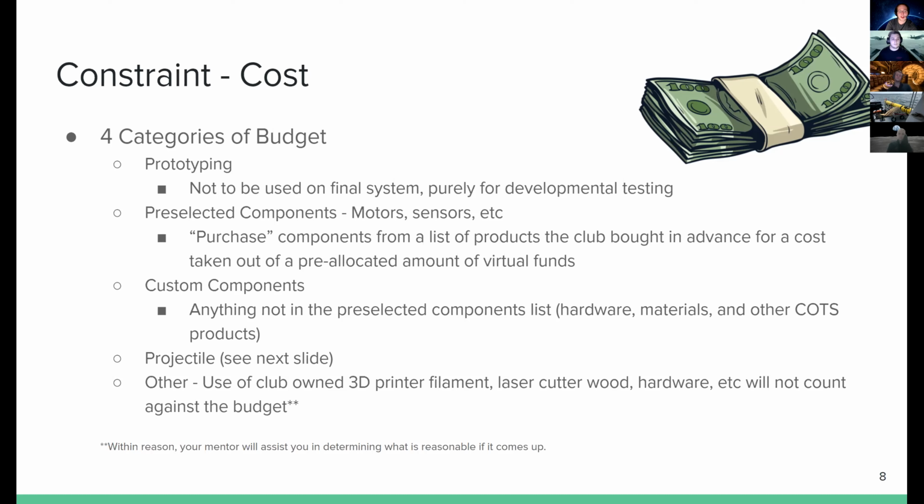And then the fourth category is projectile budget, and I'm going to get to that on the next slide. And then the last category, that's not even really a category, but just a note, is what isn't going to be counted against you if you use printer filament, 3D printer filament, laser cutter wood, common screws and nuts and stuff like that, from what we already have in the lab. That's not going to count against your budget. That's just kind of up for grabs for club projects to use.